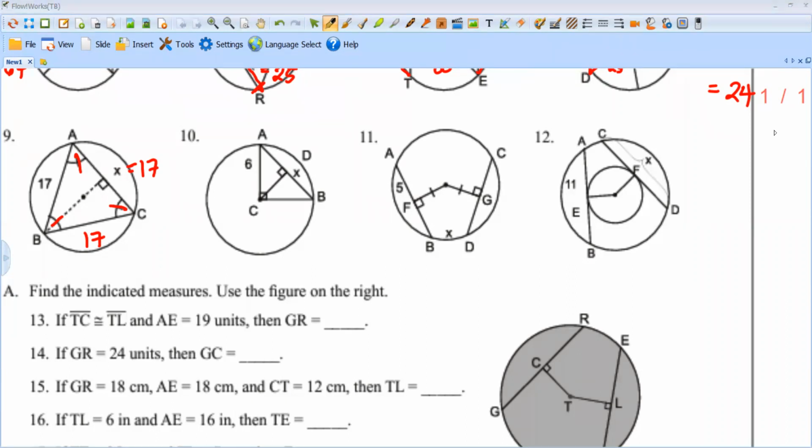Next, let's go to Rania. Rania, number 10. What is the value of x? Sir, I don't know po.